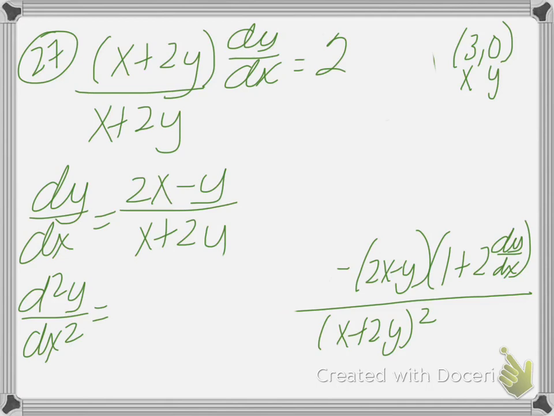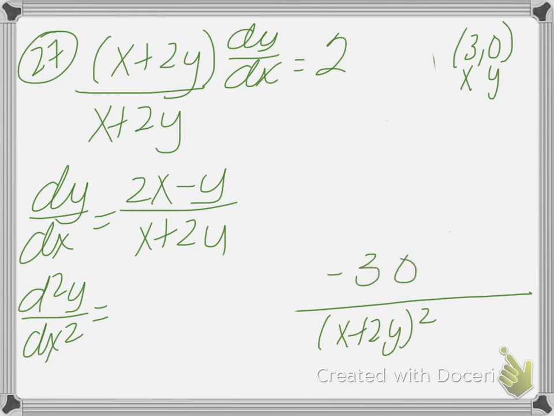So I have 2 times x minus y, but y is just 0. So 2 times 3 is 6. And then I have 1 plus 2 dy dx, but we just found that dy dx is equal to 2. So we have 2 times 2 is 4, 4 plus 1 is 5. And 6 times 5 is 30. So this whole numerator turns into a negative 30.